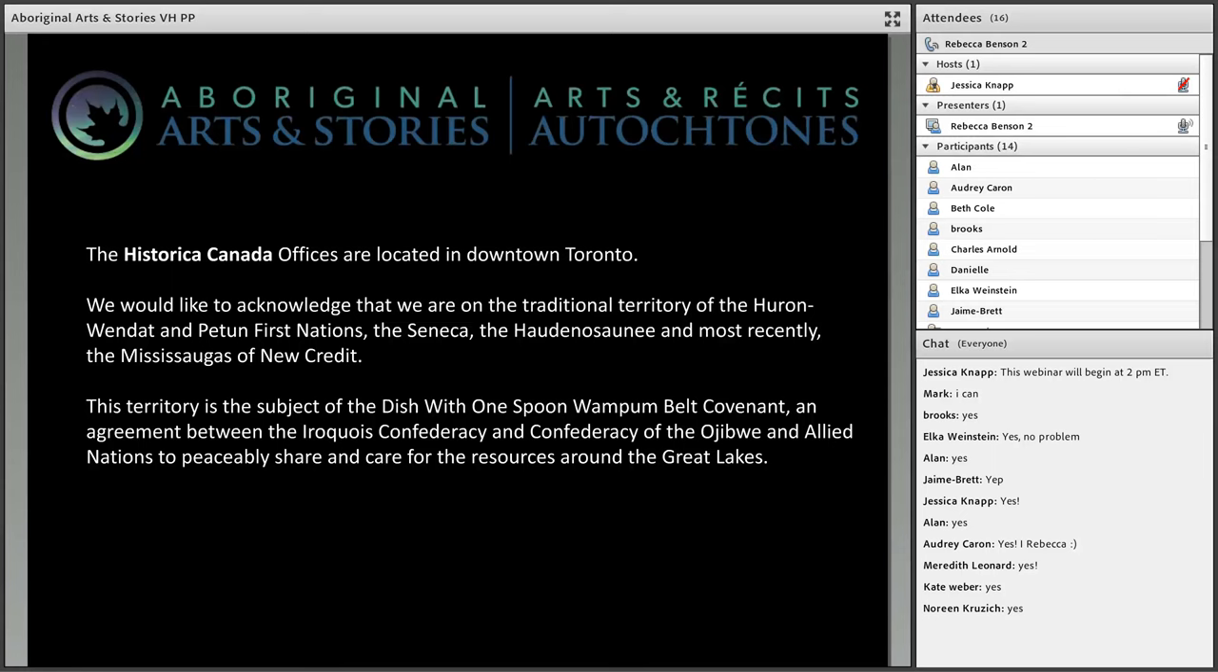I always like to acknowledge also that this territory is the subject of the Dish with One Spoon Wampum Belt Covenant, which is an agreement between the Haudenosaunee Confederacy, the Confederacy of the Ojibwe, and allied nations to peaceably share and care for the resources around the Great Lakes. So it's a really beautiful wampum that we all get to live under. And I also just acknowledge that you're all in different territories across the country, and each of those territories is going to have its own unique Indigenous history, and I encourage you to investigate that.